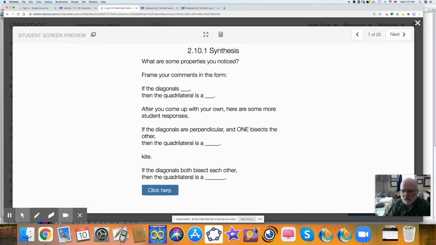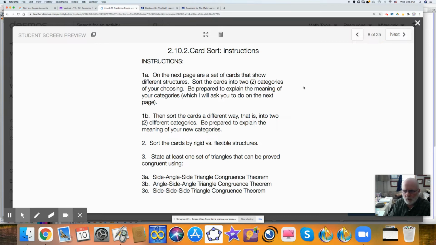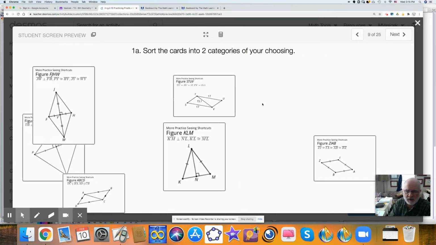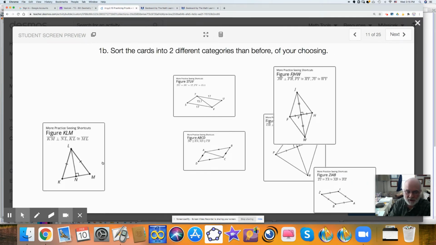And then it goes on through here, and you can list these. You can look at the answers as you go. That's what I'm asking you to try to come up with as you explore these properties of the quadrilaterals. We have a card sort, and you are going to do the card sort twice. So here you can sort them into any categories you want, but you have to explain your criteria. What is the criteria? And then you do it a second time, and you explain your criteria.